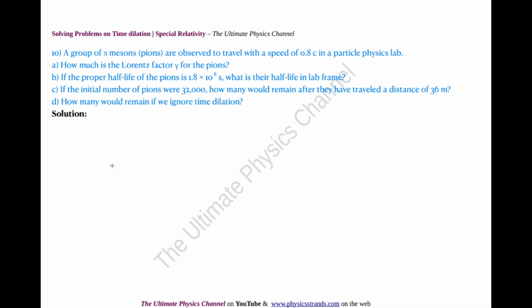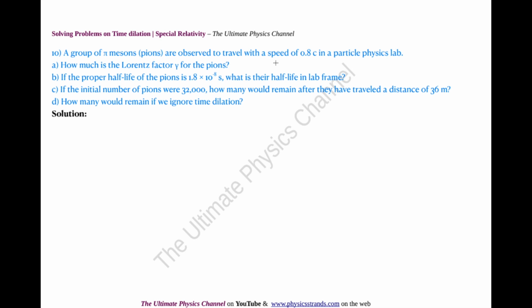Let's move on to a very interesting problem on pions here, right? A group of pi mesons, supposed to be called pions, are observed to travel with a speed of 0.8 c in a particle physics lab. How much is the Lorentz factor gamma for the pions? That's the first part of the question. That's very simple. Next part is, if the proper half-life of pions is 1.8 into 10 power minus 8 seconds, what is their half-life in lab frame?